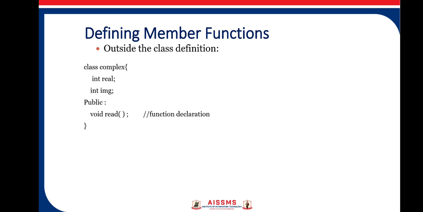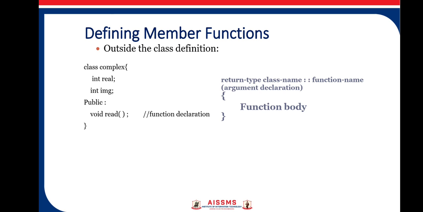So how can I define that function? By using the syntax which we have seen on the previous slide. This is the syntax: return type, class name, scope resolution operator, function name, and list of arguments. So here for void read you can see what the return type for this function is. It is void because it is not returning any value. So void is my return type. The class name here is complex because this function is declared in class complex.